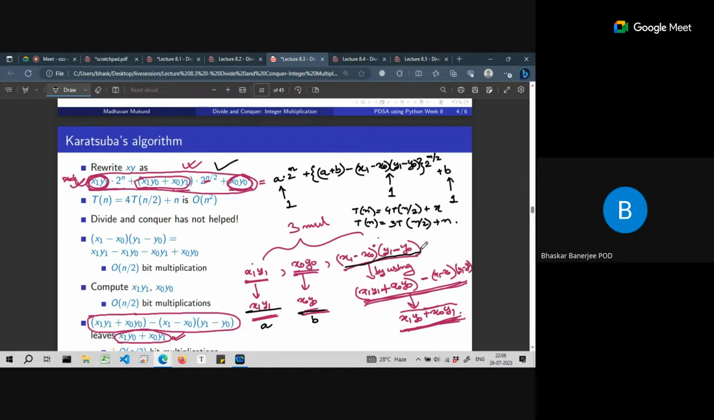We use this expression, and from 4 multiplications we reduced it to 3 multiplications, right? And that's the new way of writing x into y. Initially, x into y is equal to this. X into y took n squared time. This expression also took n squared time. That's why we came to this, which takes n to the power 1.59 time, because it uses 3 multiplications. So our end result is this thing.